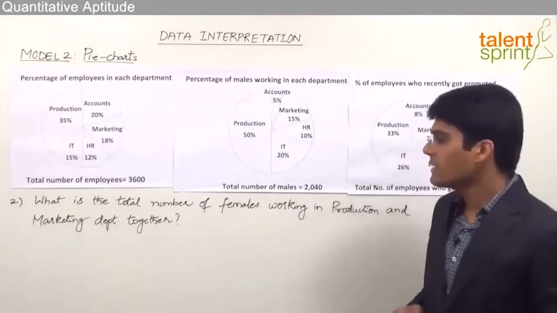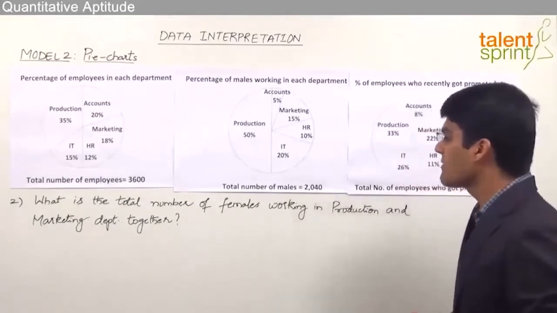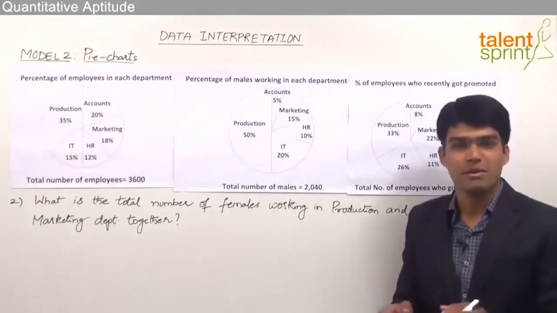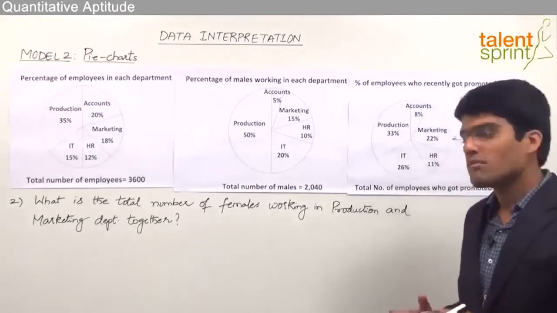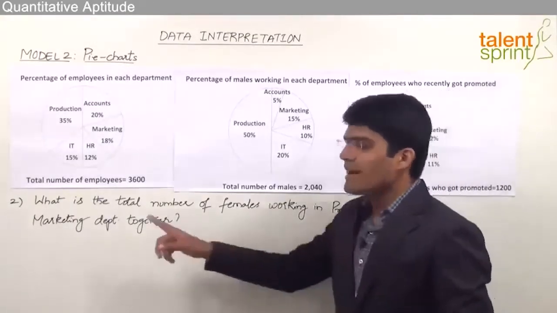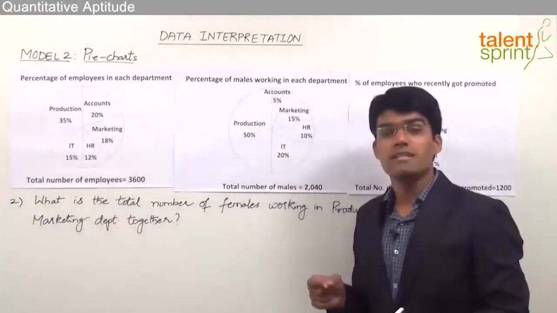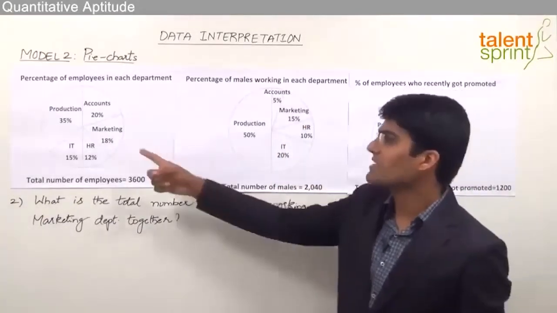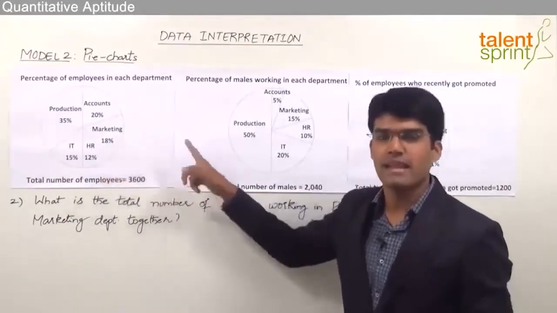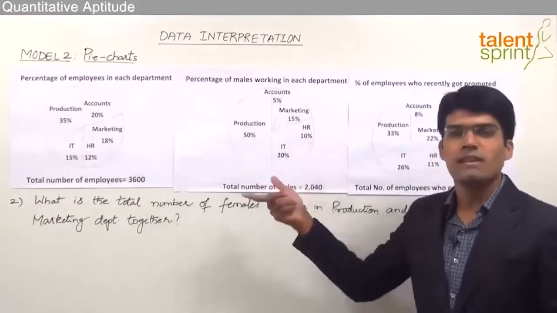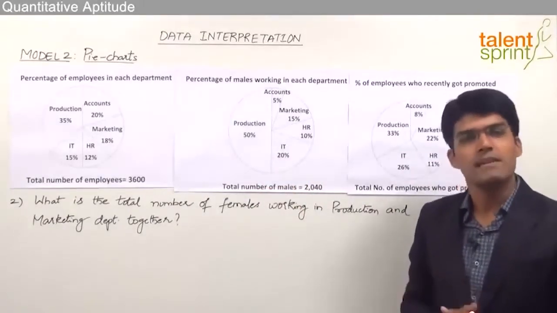Let us now see the second question here. What is the total number of females working in production and marketing departments together? Now that's a simple one. We need to find out the total number of females in production and marketing departments together. We have already learned how to find out the females from each of the departments. The first pie chart gives the total number of employees. Second pie chart gives the number of male employees. So by taking the difference of these two, we will get the number of female employees for any given department.